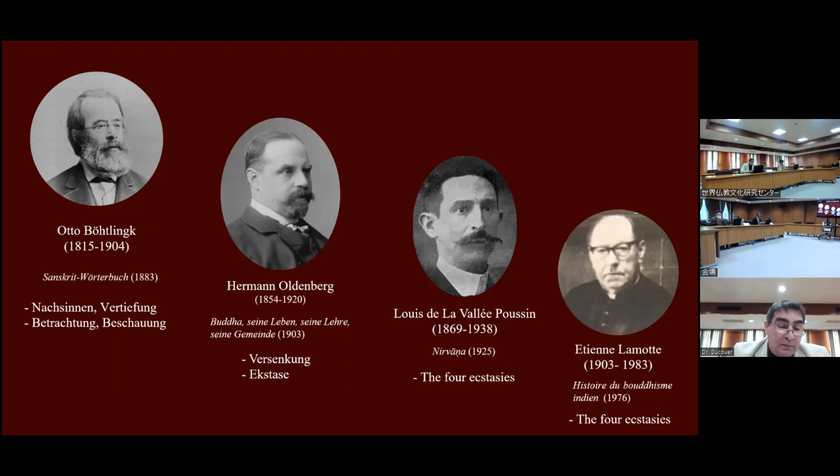At the same time, at the Orientalist Institute of the University of Louvain, Louis de la Vallée-Poussin translated the 4 degrees of dhyāna as the 4 ecstasies, and was followed in this by his disciple Étienne Lamotte in his Histoire du bouddhisme indien, published in 1976.